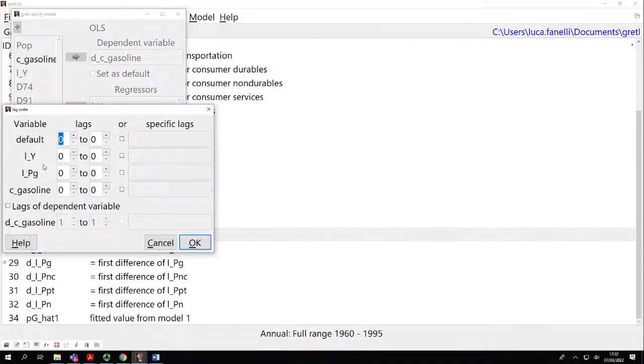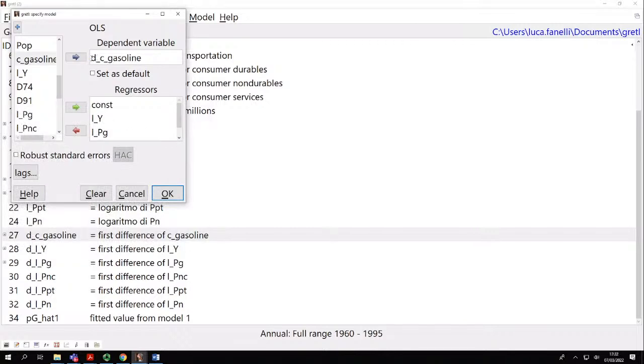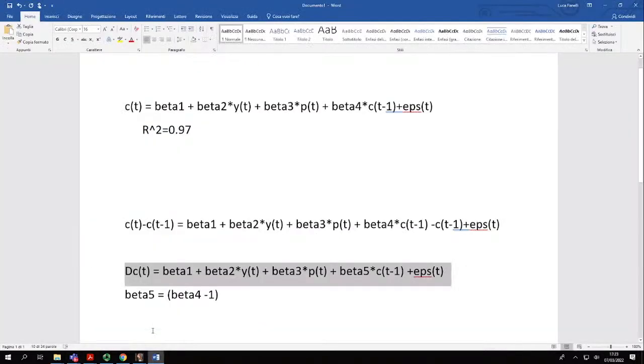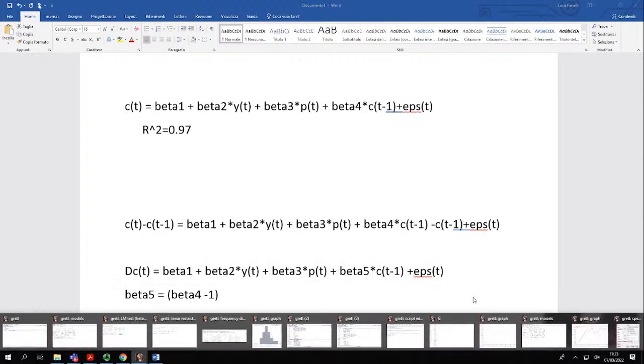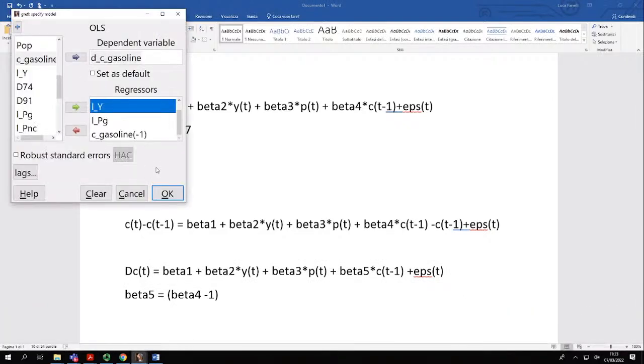So I go on lags and I say, okay, this must be 1. And I click OK, and you should agree with me that I'm regressing the first difference of gasoline consumption on a constant, income, price of gasoline, gasoline consumption t-1. So basically, you should agree with me that I'm fitting to the data this model, right? So I click OK. I don't remember if we selected robust standard errors before in the previous one. Yes, we did it. I do it also as well.